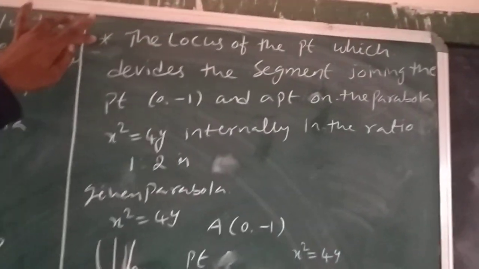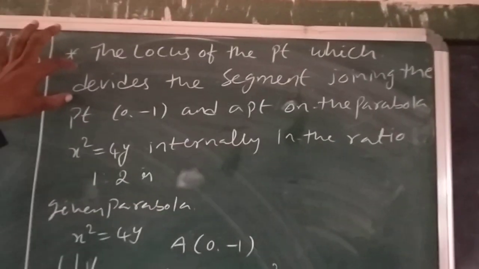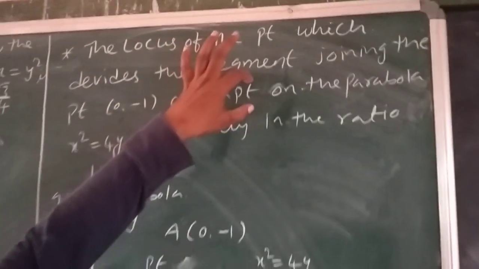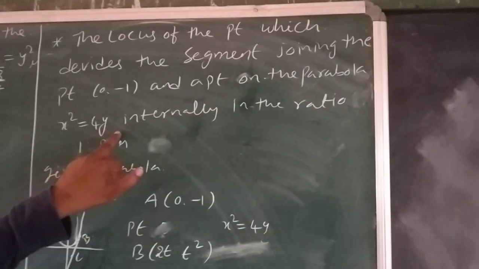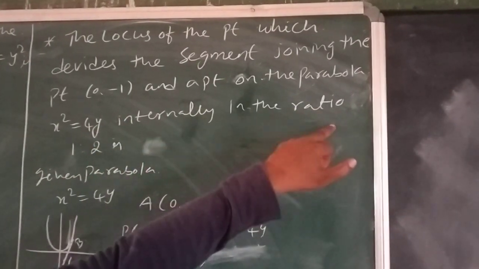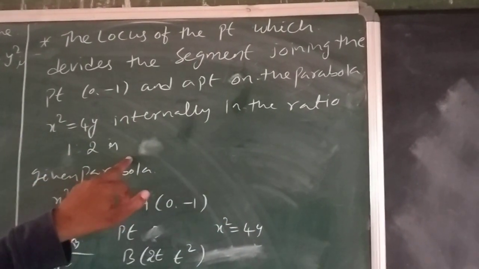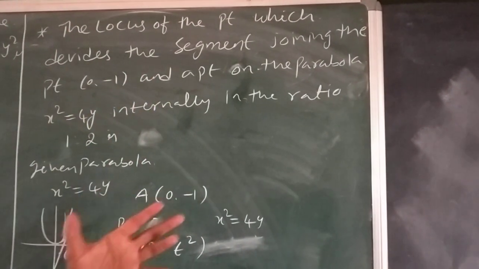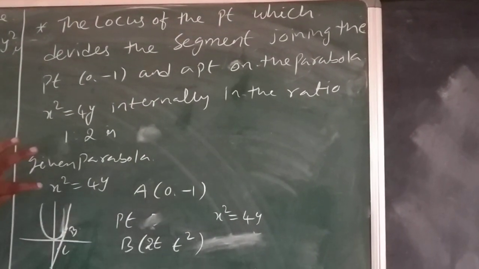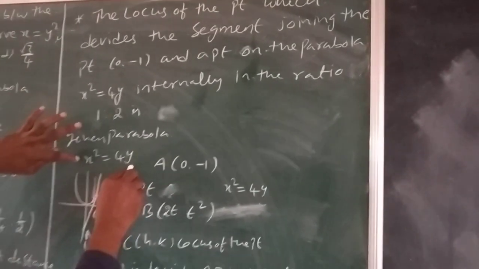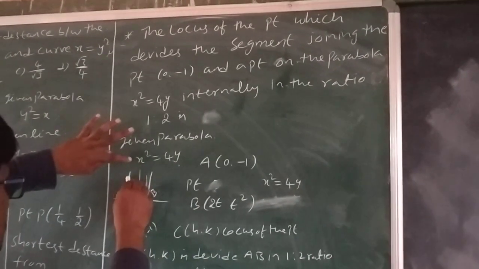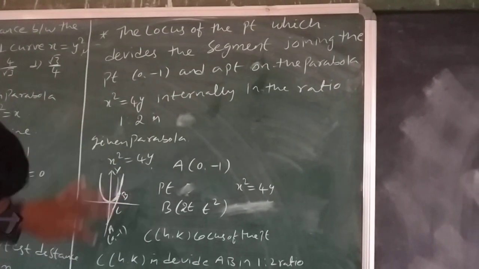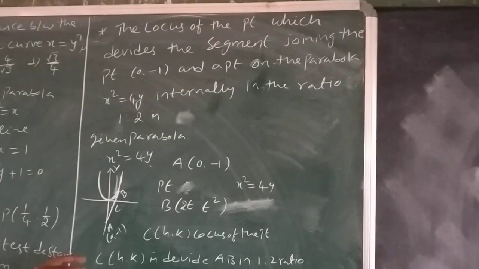Another problem: find the locus of the point which divides internally in the ratio 1:2 the line segment joining the point (0, minus 1) and a point on the parabola x squared equals 4y. Given the curve x squared equals 4y is a parabola, its axis is the y-axis.